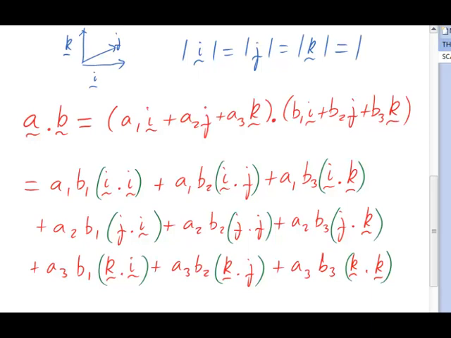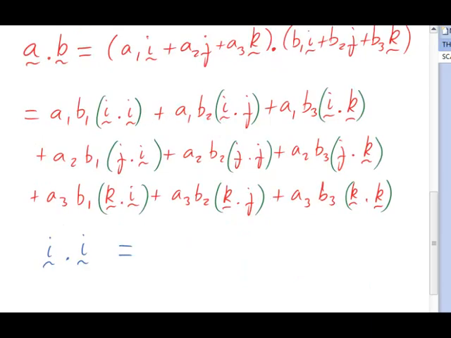At first sight, this looks like it's going to be rather messy and complicated. But by thinking about the dot products in the green parentheses, we can simplify this expression significantly. Let's start with i dot i. Remember, the dot product says that we take the magnitude of each vector and multiply those together, and then multiply by the cosine of the angle between. But here, the vectors are the same, they're both i, and so the angle between them is 0 degrees.